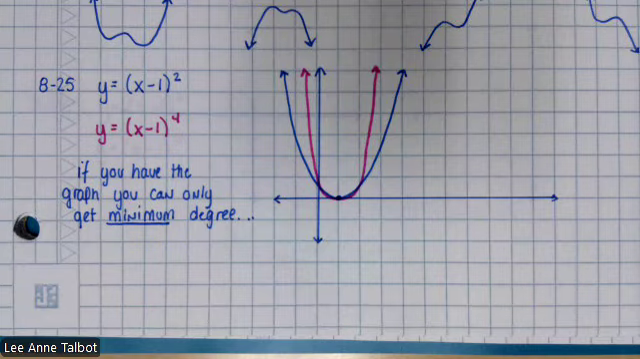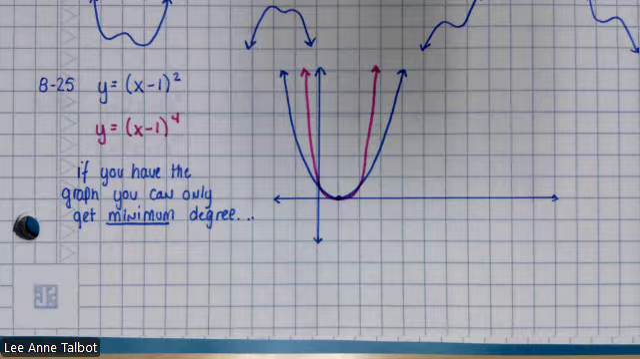So if you have the graph and not the equation, you can only get the minimum degree. So you look at those and you say, well, there might be degree 2, there might be degree 4, there might be degree 6, 8, 10, 12. You're not sure. But you know for sure it's not degree 1 because that would be a line. So there's your however. You really need the equation to be sure about the degree. Okay, is that really going to stop us? No, but it's just something I need to mention.